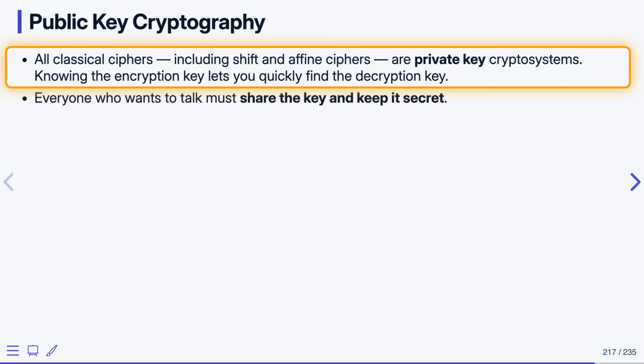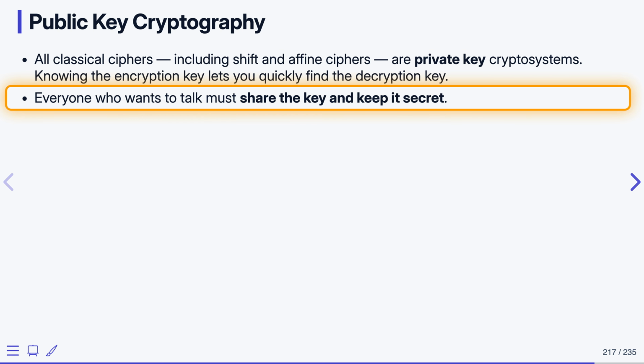So far, every cipher we have seen is a private key cipher. That includes the shift cipher and the affine cipher. If you know the encryption key, you can quickly work out the decryption key. In a shift cipher, they are literally the same number, used with the opposite sign. That means both people must share that secret and both must keep it hidden. And they must somehow agree on it in the first place, without anyone listening. If a stranger ever learns it, everything they have ever sent is open.